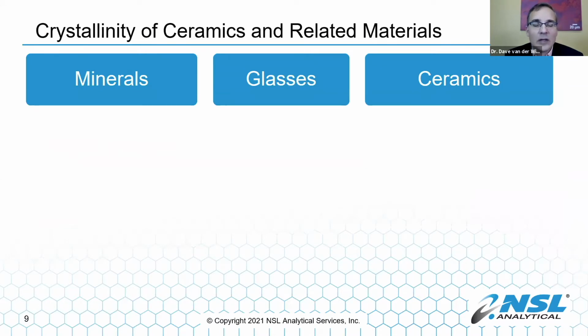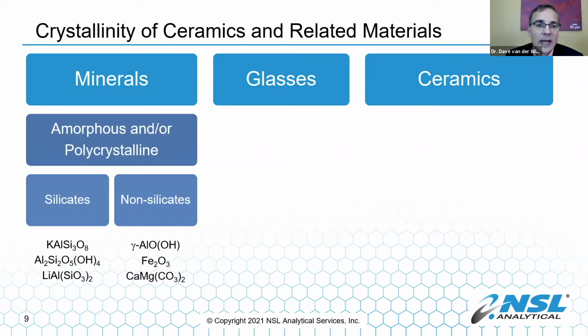So another way to look at ceramic materials is not just based on their composition, be it an oxide or a carbide or a nitride, but also their crystallinity. And that's where you can start to make some clarity. These are all technically ceramic materials in many ways, but they're oftentimes categorized differently. Minerals is one of those categories.